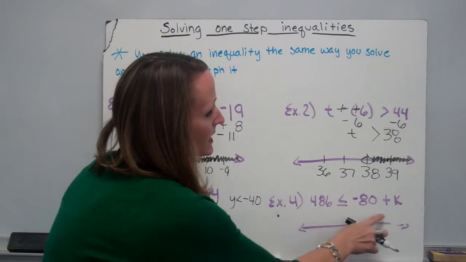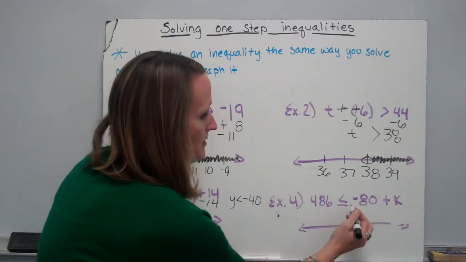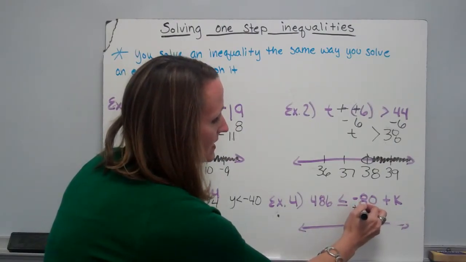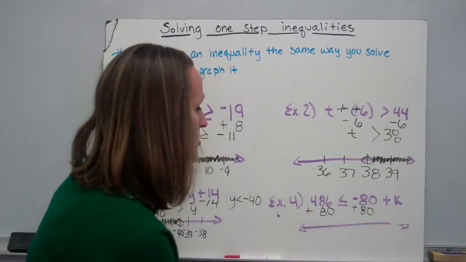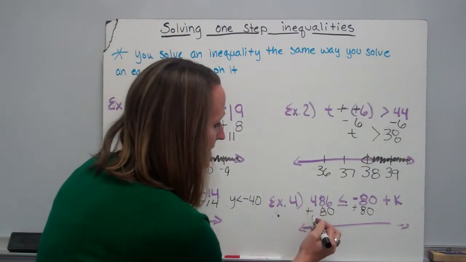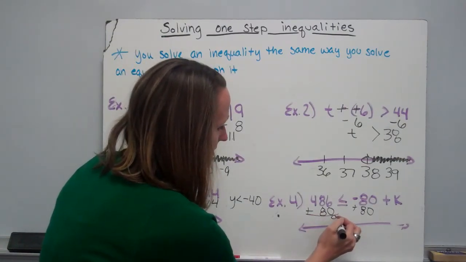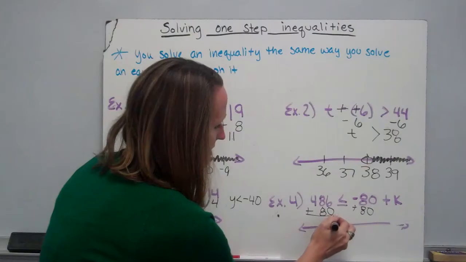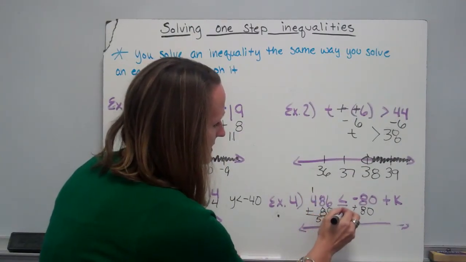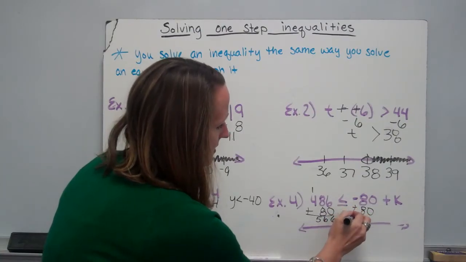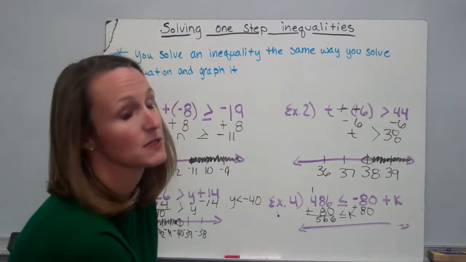Okay, so I have negative 80 plus k. Since this is negative, I want to add 80 and add 80. So 486 plus 80 is going to give me 6 right here. 8 plus 8 gives me 16. So 566 is less than or equal to k.